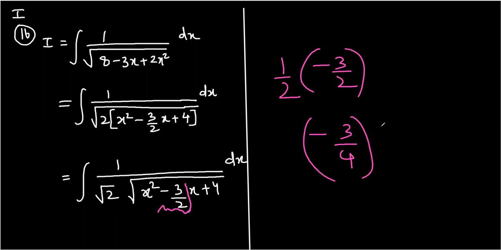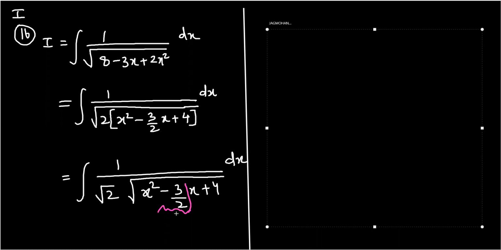And then you write the square of that. The square is 9 over 16. So what you have to do, you will add and subtract 9 over 16 here. Why? So that you can get the perfect square here. Okay, so let's do it.